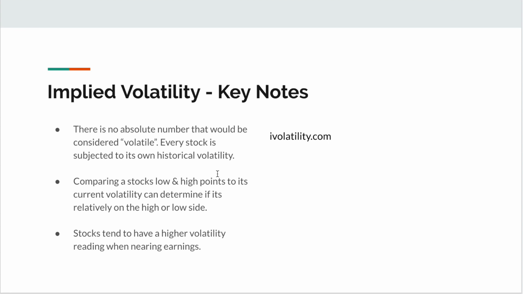ivolatility.com. This website will give you all the information you need about volatility. Let's go ahead and jump into it, that way I can show you a little bit how to navigate it and where to look to see implied volatility, high volatility versus low volatility, 52-week high versus 52-week low. So let's jump into that website right now.